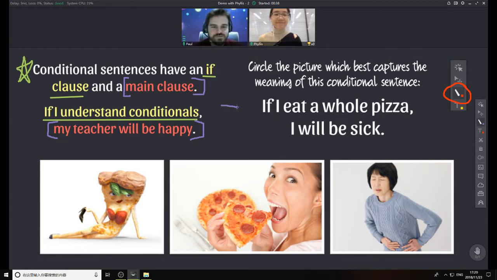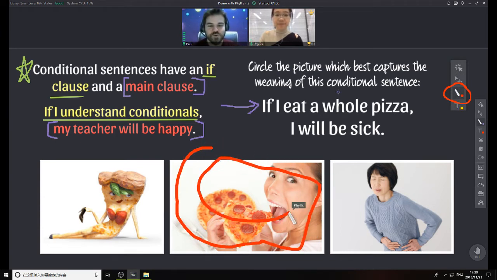So Phyllis, can you read this sentence for me, please? If I eat a whole pizza, I will be sick. Very good. If I eat a whole pizza, I will be sick. So Phyllis, here I will give you authority by clicking this crown. Can you circle the picture which you think corresponds to this sentence? That's wrong. You think she is going to eat the whole pizza? Yes. Okay. Why not this one? It's another pizza. Really?